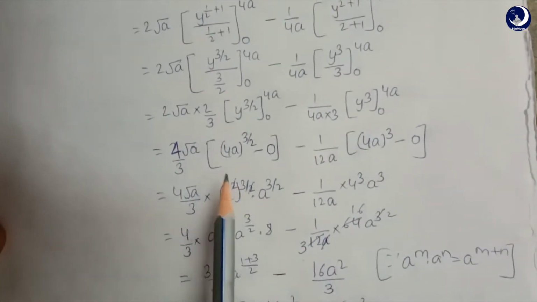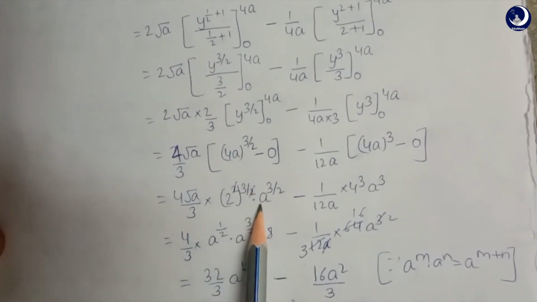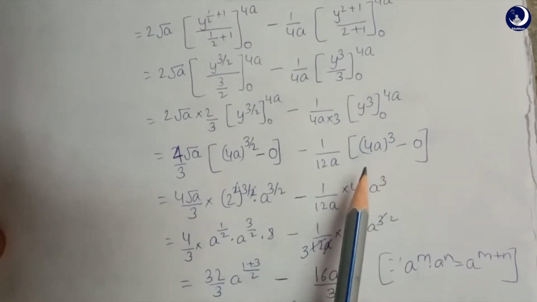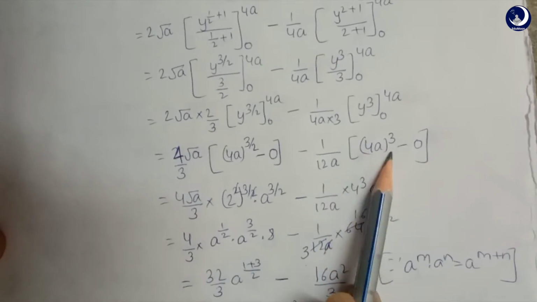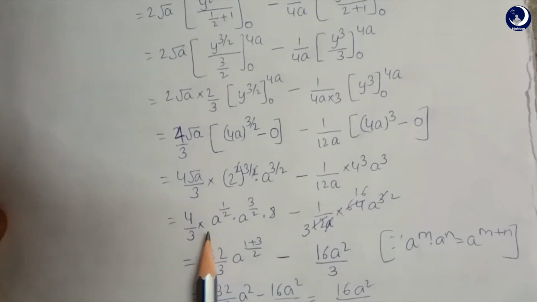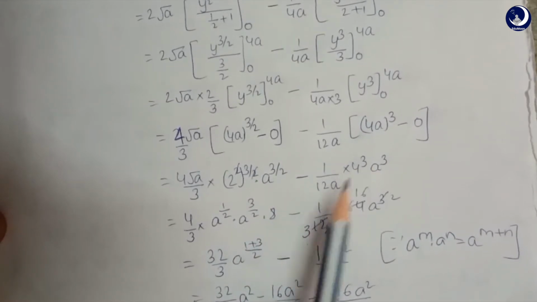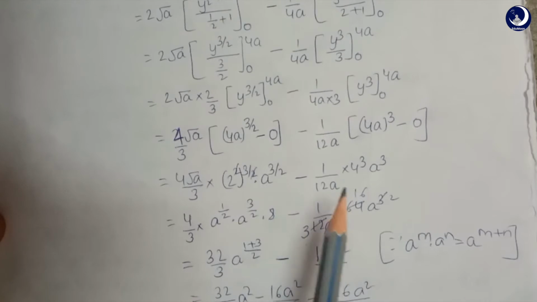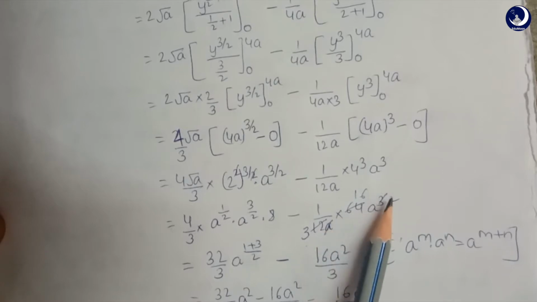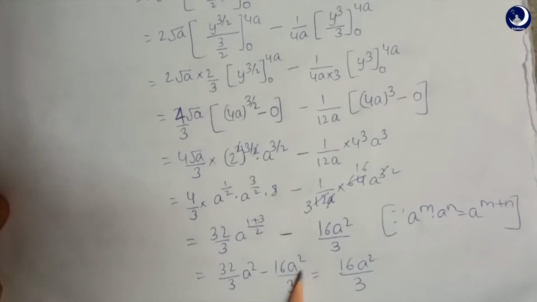By solving this, if you see this 4 equal 2 square, that's why 2 square whole power 3 by 2 and a power 3 by 2, we get minus 1 by 12a into, here 4 cube into a cube, which was, we know (ab) whole power n equal to a power n into b power n. By using that formula we get this equation. So 4 by 3 into a power 1 by 2 into a power 3 by 2 into 8 minus, here cancel, 4 cube means 64, it was cancelled with 4 twelve, so 4 3s are 12, 4 16 64, and here a also cancels. By solving this we get 32a square by 3 minus 16a square by 3 equal to 16a square by 3.